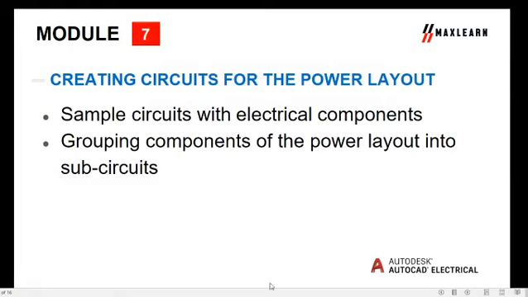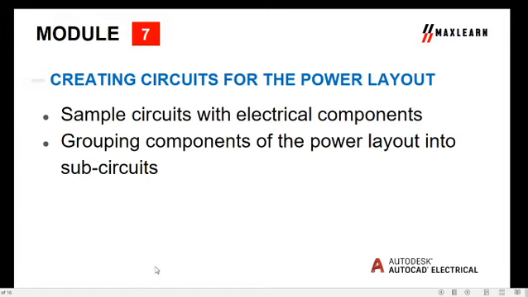Today we're working on Module 7 and our topic is creating circuits for the power layout. It will involve a sample circuit with electrical components and grouping components of the power layout into sub-circuits. What we're doing is basically like what we did for our other layout, the luminaire. What we did for our luminaire by grouping it into sub-circuits, that's basically what we'll be doing for today's class.